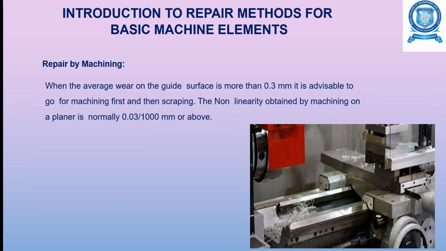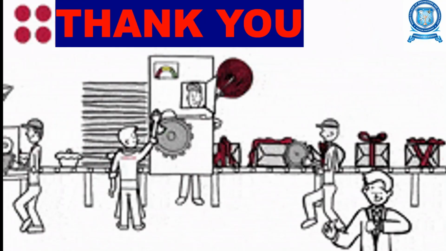And next is the repair by machining. Here, when an average wear on the surface of the guide is more than 0.3 mm, it is mostly advisable to go for machining first, and then it is advisable to go for scrapping. The non-linearity obtained by machining on a planer is normally 0.03 divided by 1000 mm or above. So this is the method of repair by machining.